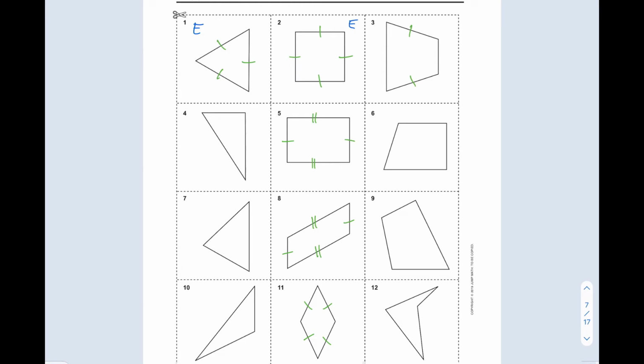We have another trapezoid in 6. 7 looks close to being equilateral, but it's not. 8 is a parallelogram. Opposite sides are equal, but not all 4 sides. And then we could call number 9 a quadrilateral, a 4-sided polygon. And then number 11 is the only other equilateral shape. This one we would call a kite. Or it could also be called a parallelogram or a rhombus.